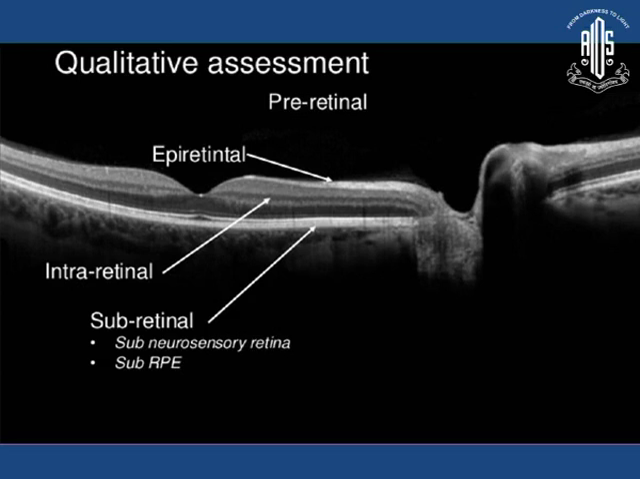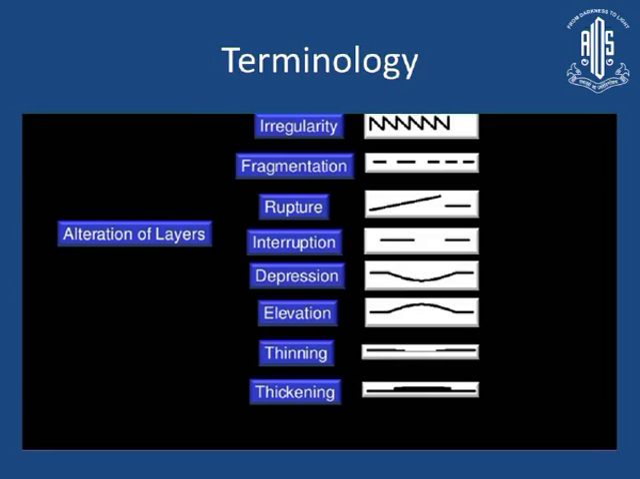A pre-retinal zone, an epiretinal area, intraretinal region, and then the subretinal region. Now before I start the layers, you should know how to describe the alteration in the different layers. So these are the terms that we use to describe the changes. There's an irregularity, any interruption, any thickening, thinning, irregularity. So all these are the terms that we use to describe the changes in the retinal layers.